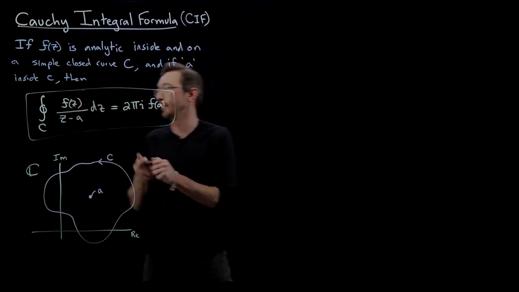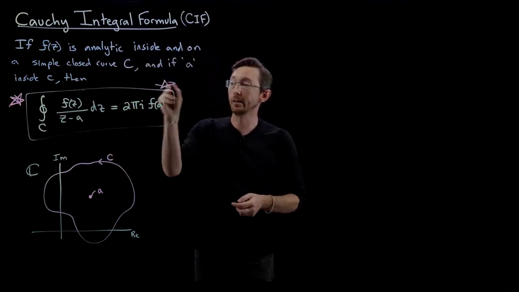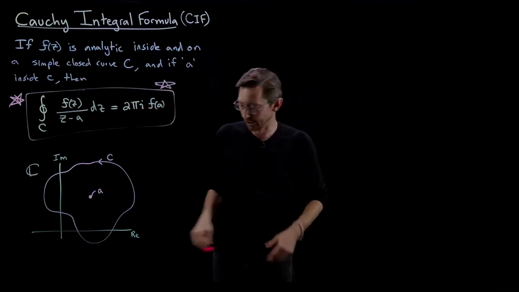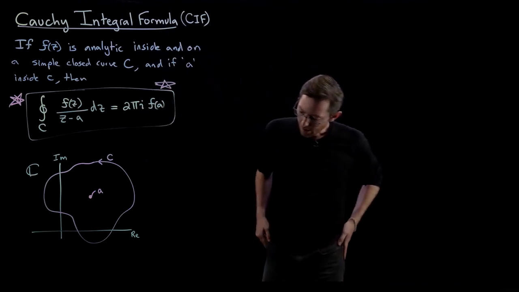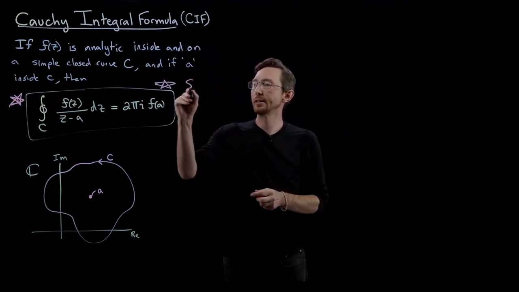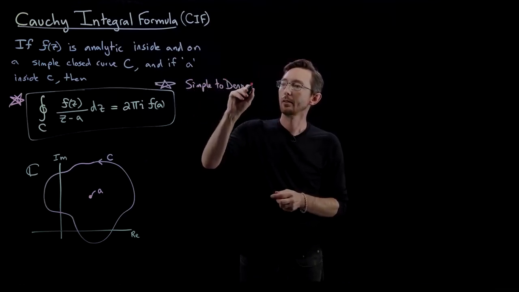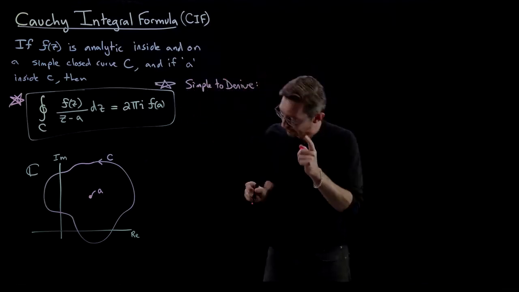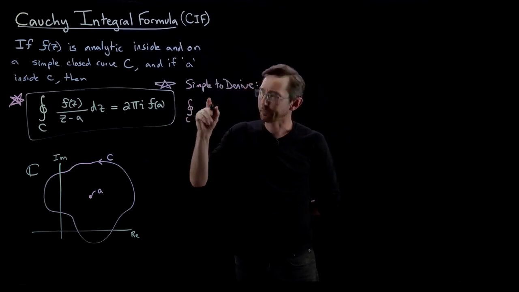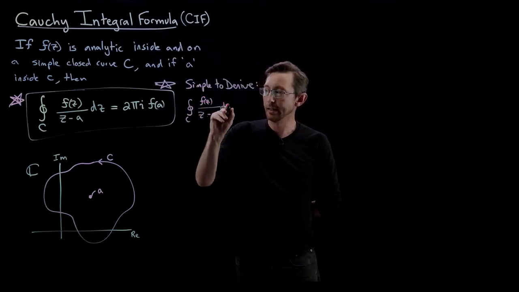So this is a very important formula, important theorem, and I'm going to show you why this is true. It's actually pretty easy to show. Simple to derive, so let's see how to do this. Don't drink and derive. So you have the integral of f of z over z minus a dz.